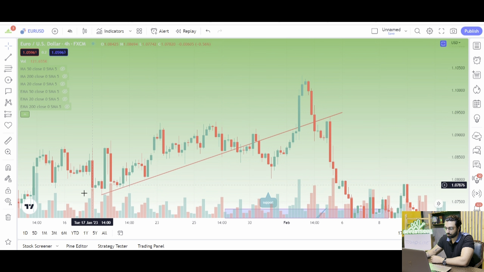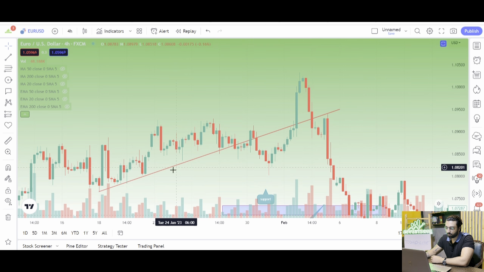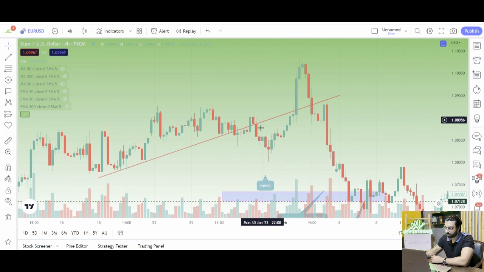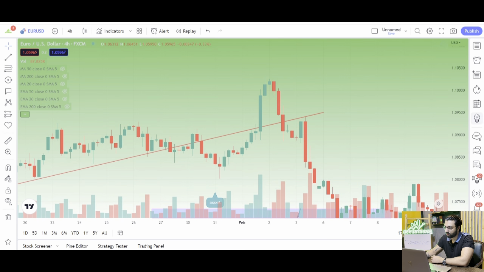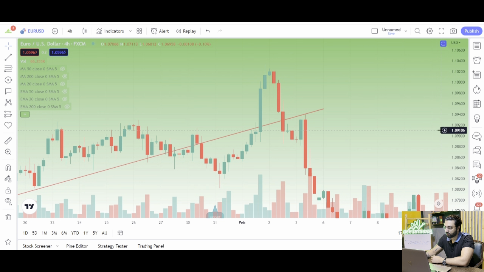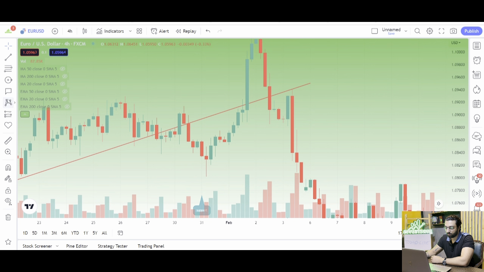You can see the market started from 1.0765, and the last high was 1.10333. So the market was making a high, higher low, higher high, higher low, higher high. This was the thing which I told you before. It's called a fake out. The market sometimes does these types of fake outs. So this is basically what we call in our terms a fake out.